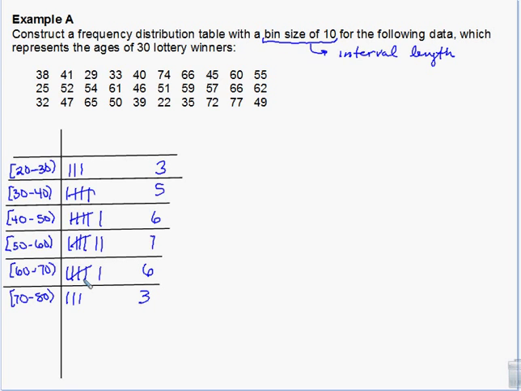So my bin sizes are over here. That's my interval for my bin sizes, and my frequency is over here. This is going to go on my x-axis, and this is going to go on my y-axis. Okay.